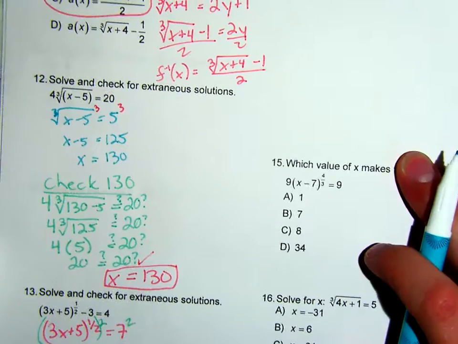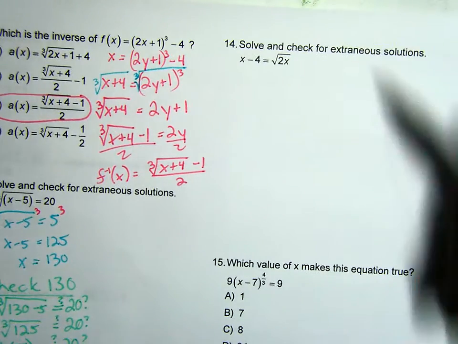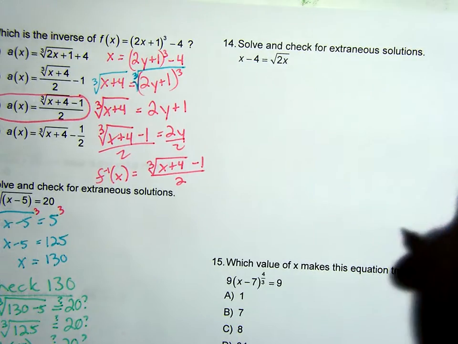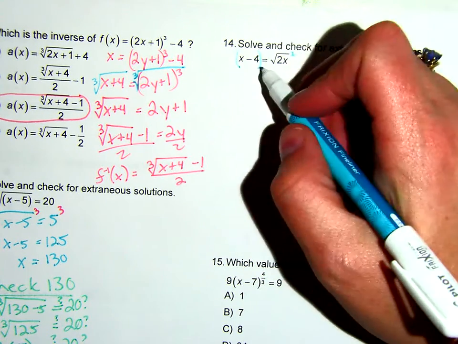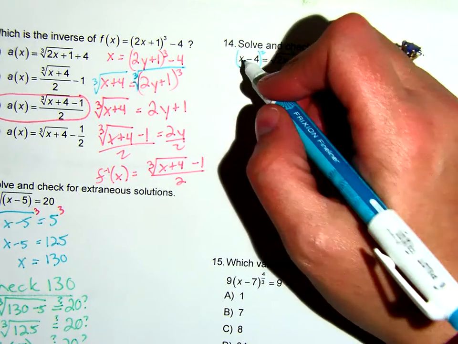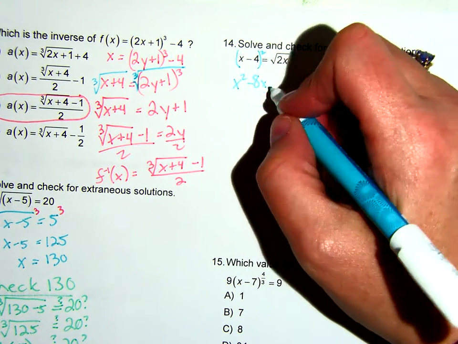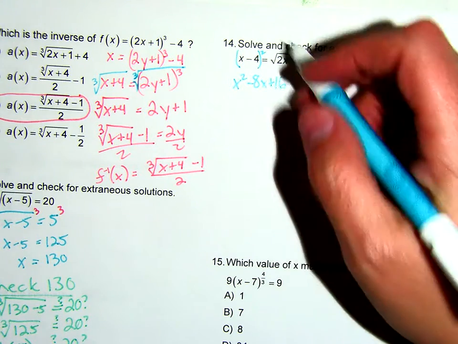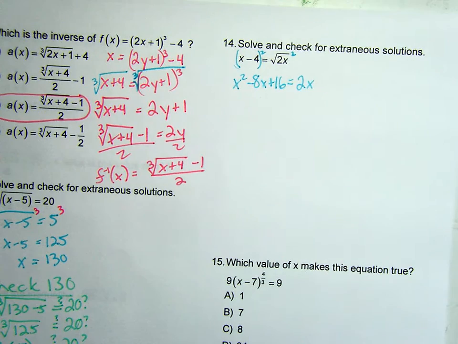Number 14. We need to get rid of this square root. So to get rid of square roots, we are going to square both sides. We have to put the left side in parentheses since it is actually a binomial. Squaring this is a perfect square, so we square the x's, multiply together and double, square the 4. That is now expanded. Square root and square cancel, so we're left with 2x.